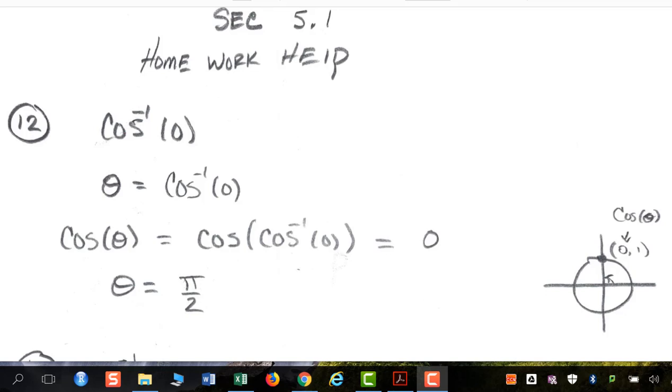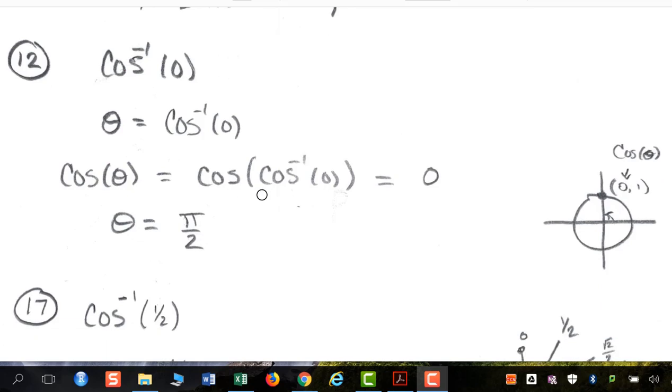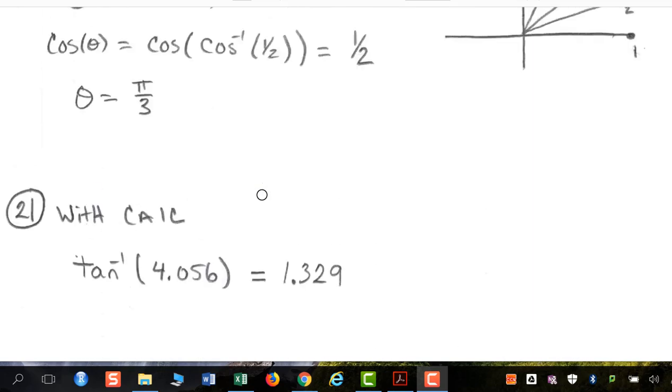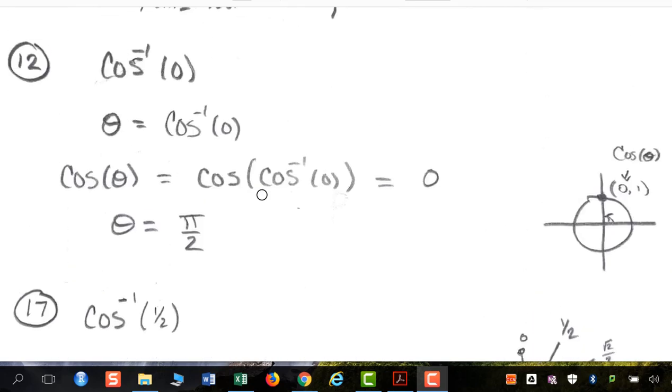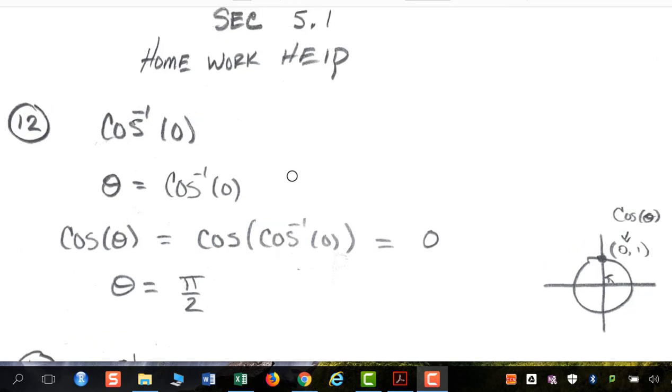This is MA 108, section 5.1, homework help for questions number 12, 17, and 21. Okay, question number 12. I am asked to find what the value of arc cosine of 0 is exactly.